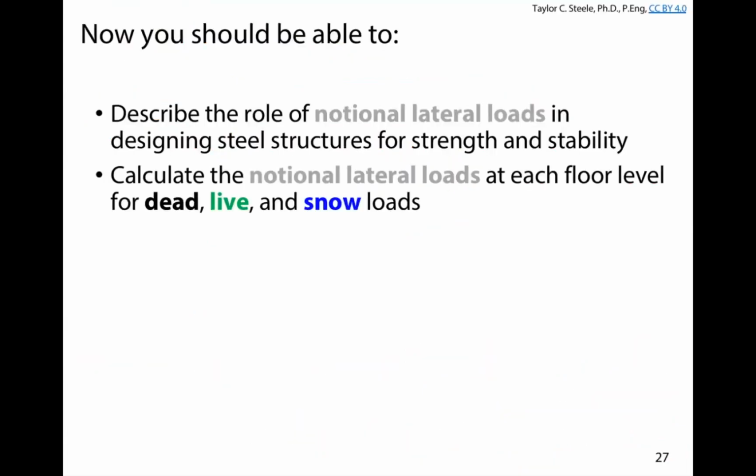Okay, so we've basically gone through all these things. I don't know where my third one went. Last one should be draw the equivalent effect on the truss or a free body diagram of the truss. But more importantly, these are the new things today. Now you should be able to describe what the role of the notional lateral loads are for designing steel structures for the strength and stability of the building. And you should be able to calculate the notional lateral loads at each floor level, considering dead load, live load, snow load.